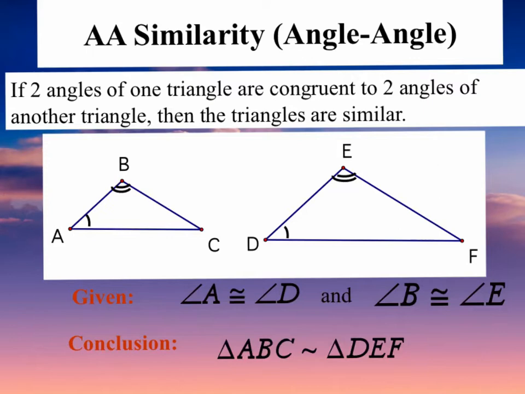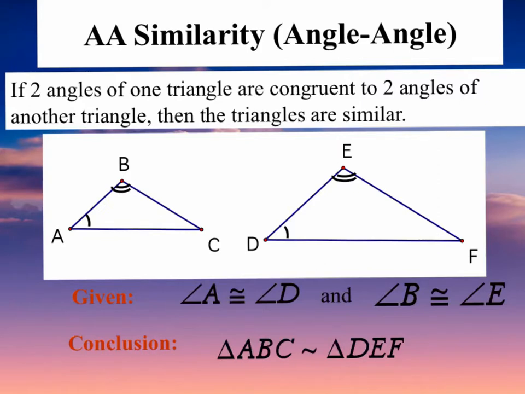So here's our first one that we're going to mention. It's the AA similarity. This is for angle and angle. If two angles of one triangle are congruent to two angles of another triangle, then the triangles are similar. Let's assume that that third angle will also be congruent.